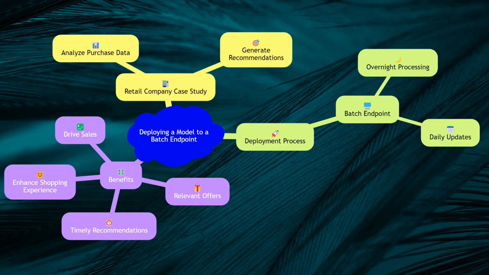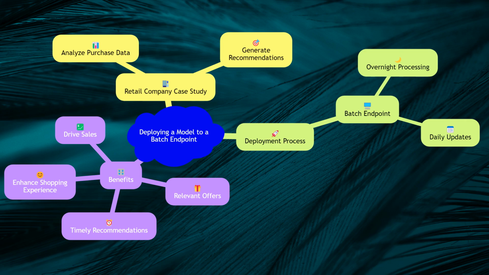To illustrate the process of deploying a model to a batch endpoint, let's consider a real-world case study. A retail company wants to use a machine learning model to analyze customer purchase data and generate personalized recommendations. By deploying the model to a batch endpoint, the company can process large volumes of purchase data overnight and update the recommendations daily. This approach allows the company to provide timely and relevant recommendations to customers, enhancing their shopping experience and driving sales.